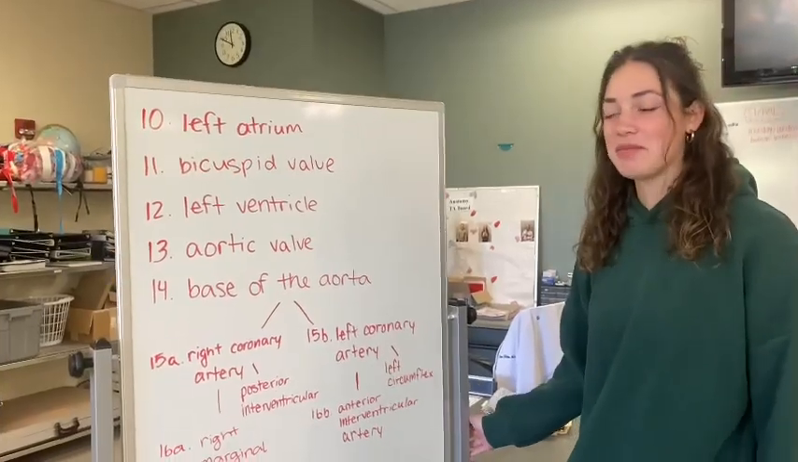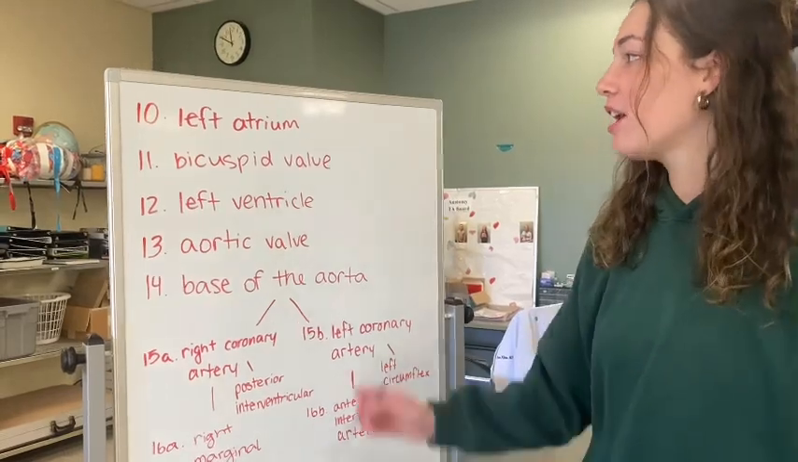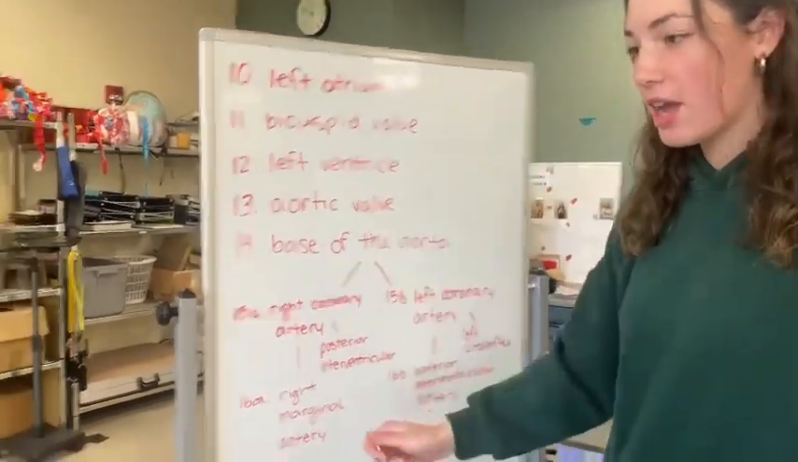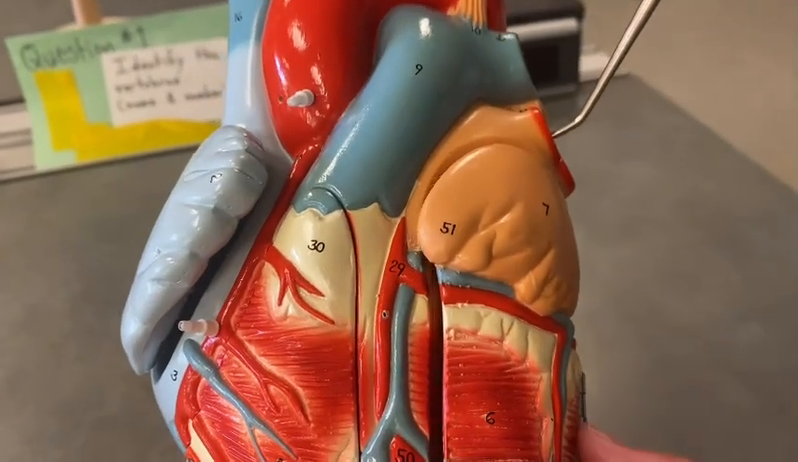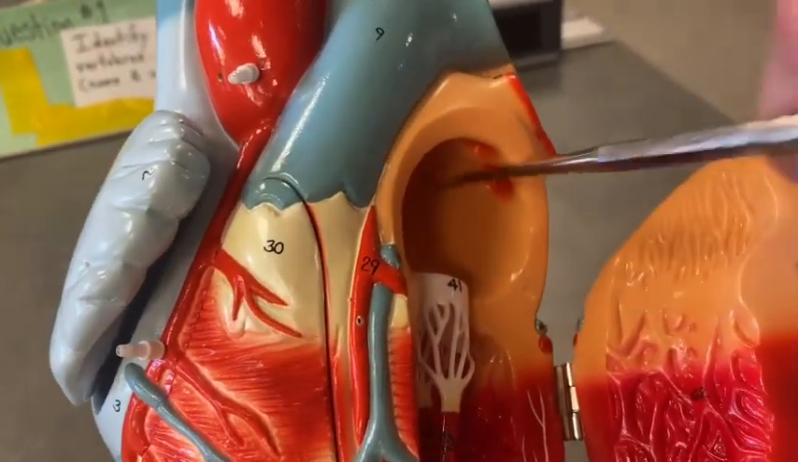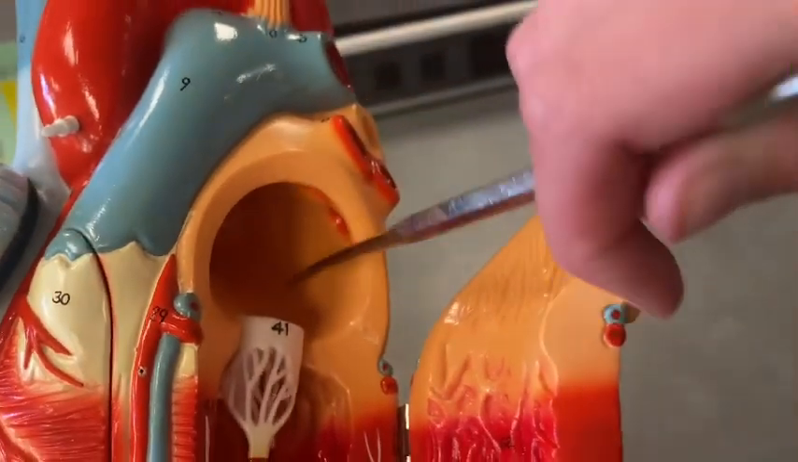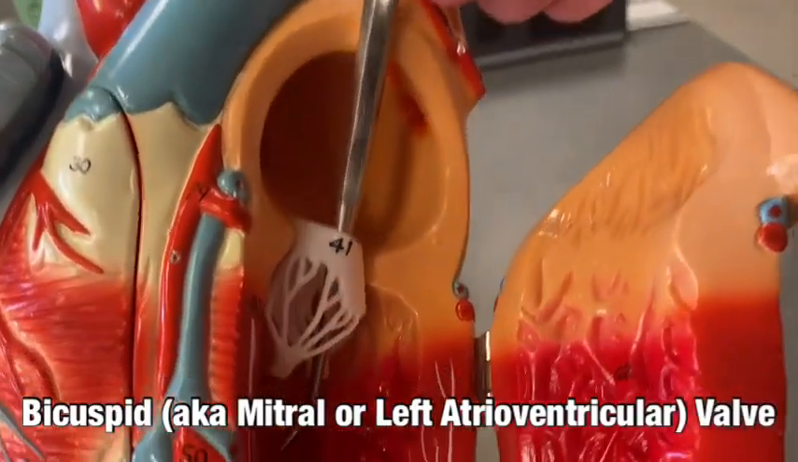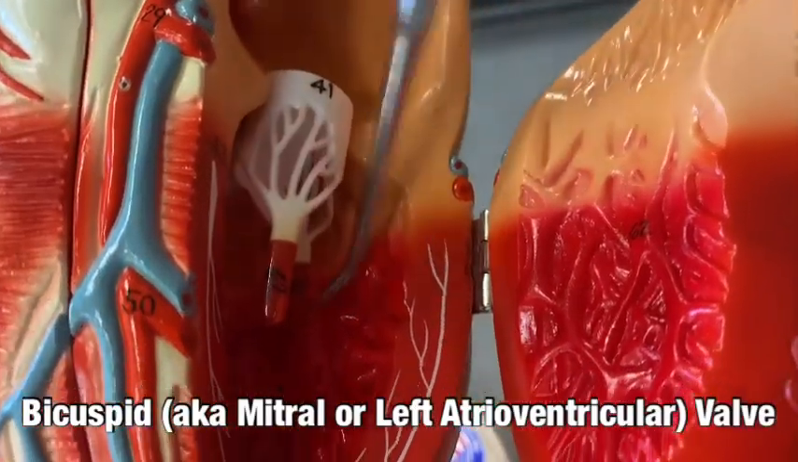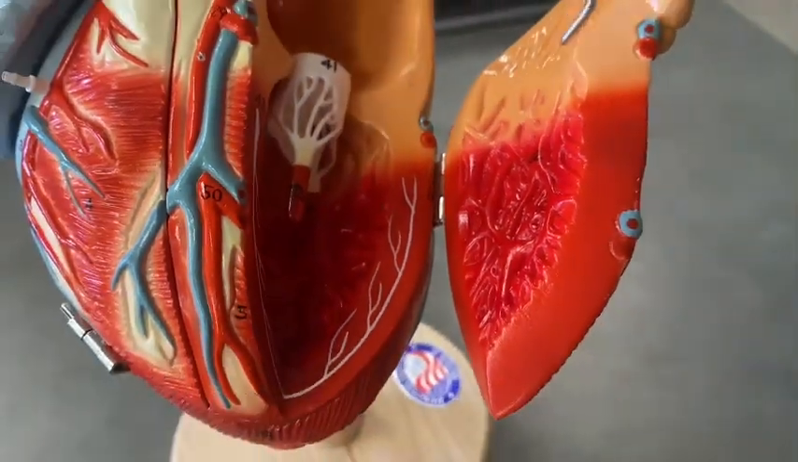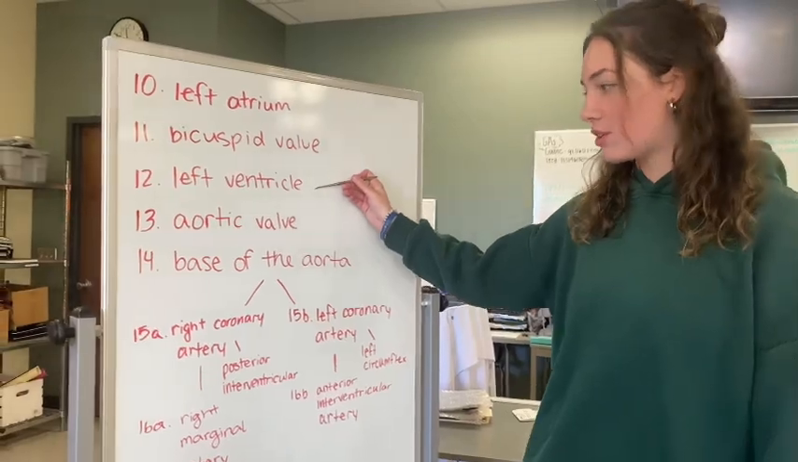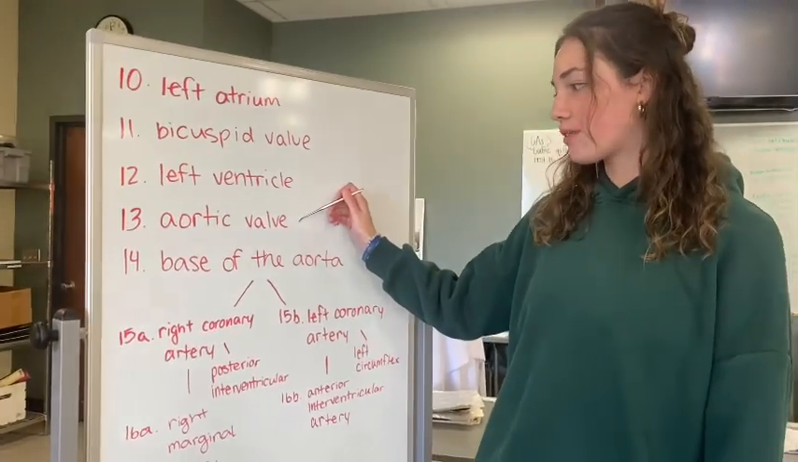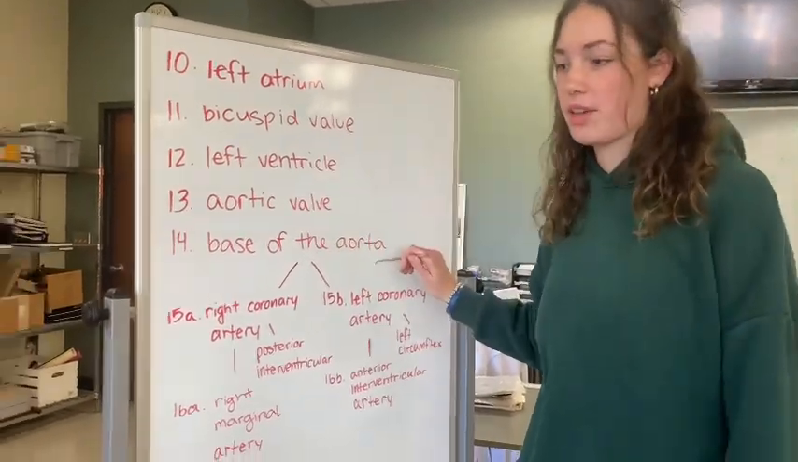All right, now the blood is going to be flowing back through the heart. So we're going to start with the left atrium. The blood comes through the pulmonary veins, and then it comes into the left atrium here, and then through the bicuspid valve into the left ventricle. Now the blood is in the left ventricle, and it's going to flow through the aortic valve to the base of the aorta.